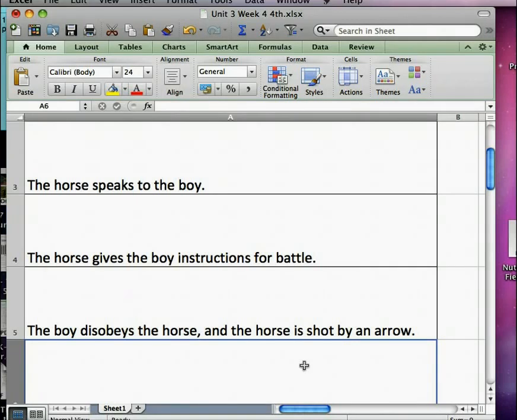What new trait or traits does the boy show as he weeps over the dead horse? He's angry with himself, and he recognizes that he is responsible for the horse's death. This shows he is now understanding that his decision and his actions actually affect the people around him.